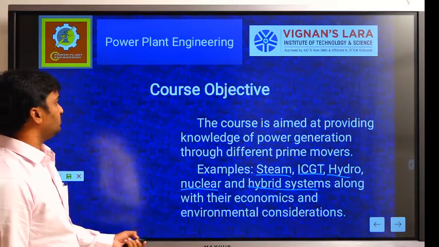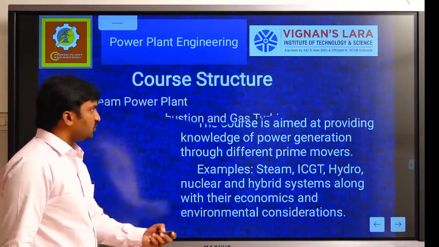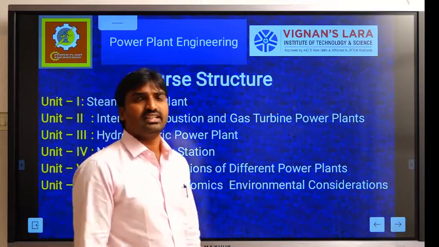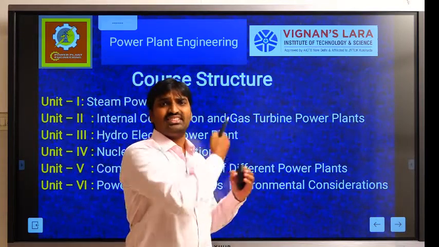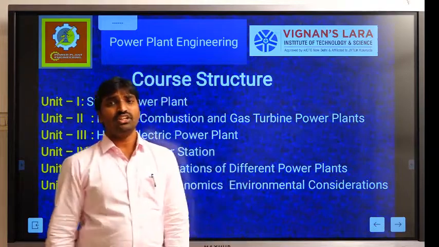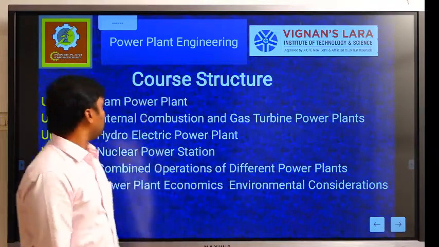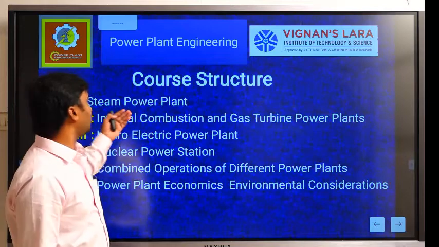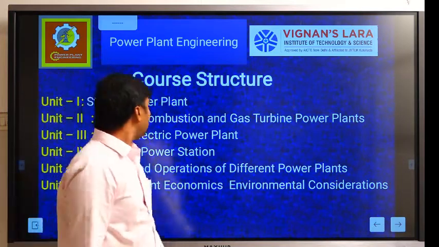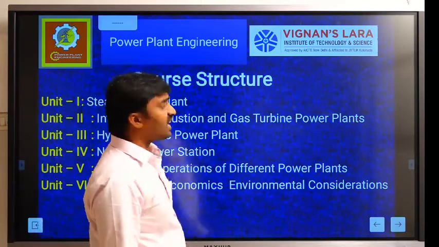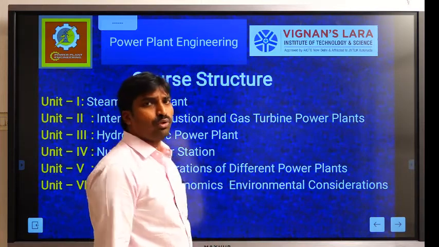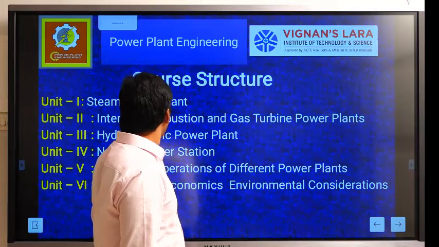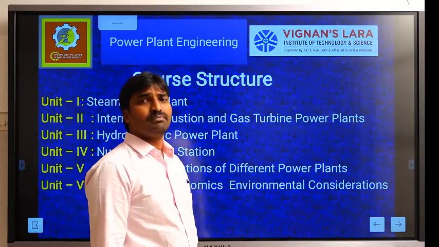Next, the course structure. What is the course structure of power plant engineering? As per JNTUK, the course structure is designed as 6 units, and each unit gives a brief explanation. The first unit gives a clarification regarding the steam power plant, the second is internal combustion engines and gas turbine power plants, the third is the hydroelectric power plant, the fourth is nuclear power plants, and the fifth is the combined operation of different power plants.